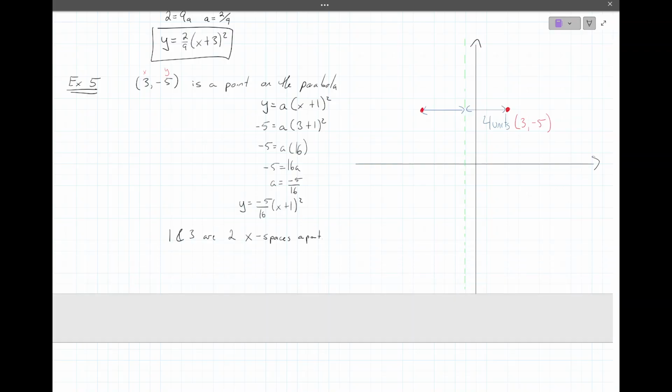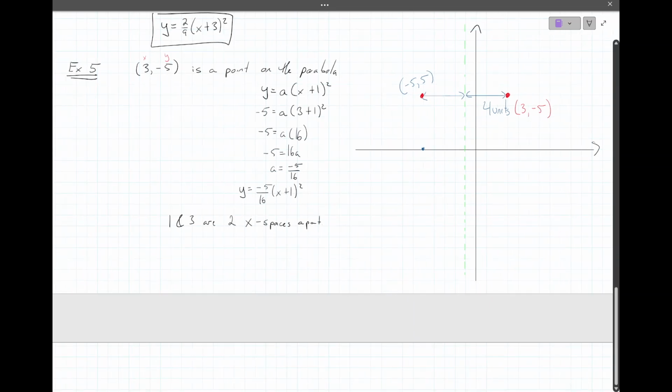So this point here is, let's see, an x value of negative 5. Oh wait, this is 3 and negative 5? Okay, hold on. Same thing applies. Let's just make this 3 and 5. The same idea applies, that it'd still be 4 away from there. So the other point could be at negative 5 and 5.